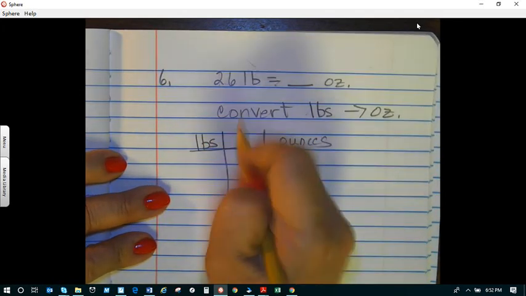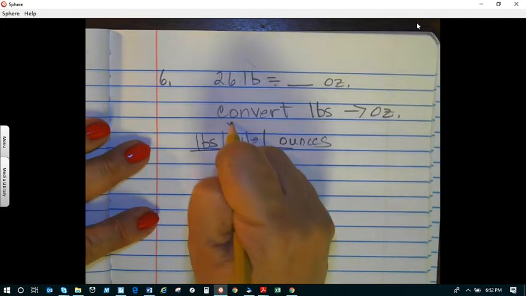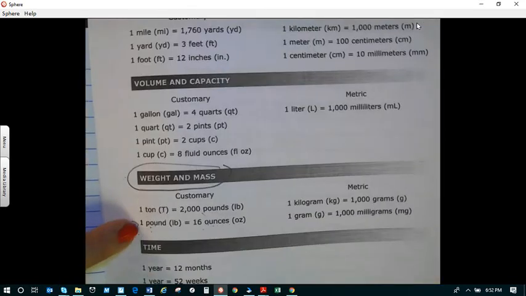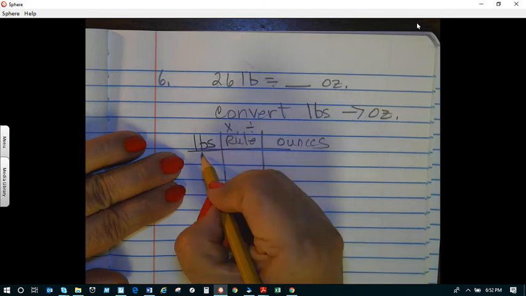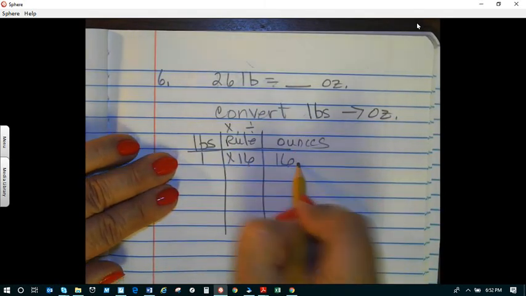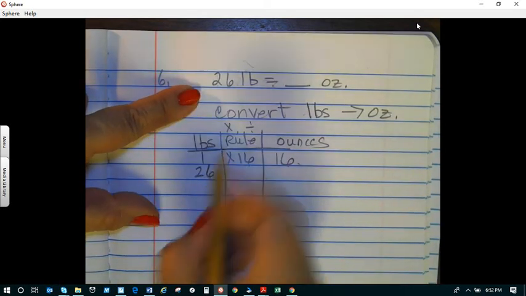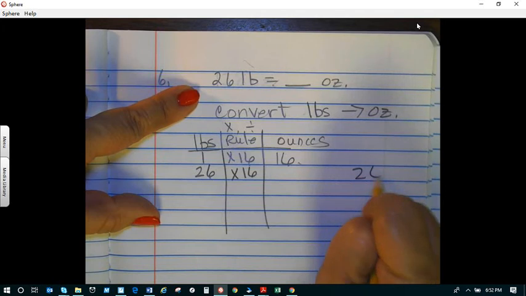How did I do it? What process did it go through, or what is my rule? Did I have to multiply, or did I have to divide? Well, I already know, getting my chart, that 1 pound is equal to 16 ounces. So 1 pound, when in 1 pound came out 16 ounces, I had to multiply it by 16 to get that 16 ounces. Here I have 26 pounds. 26 is going in. The rule is to multiply.